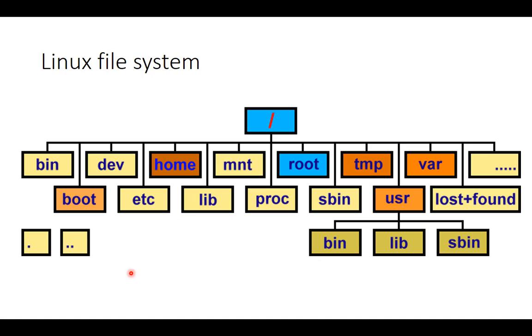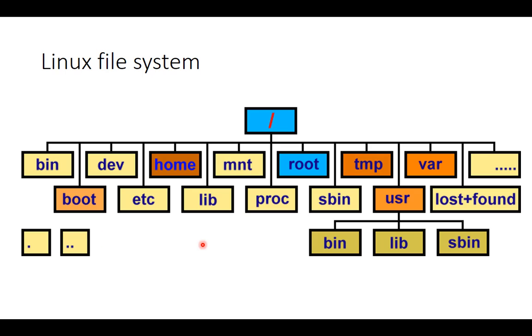As you can see, here are two other specific directories, that is the dot and the double dot. This dot indicates the current directory, and the double dot indicates the parent directory. So we will see in the next video how to navigate into these directories using the cd command as well.